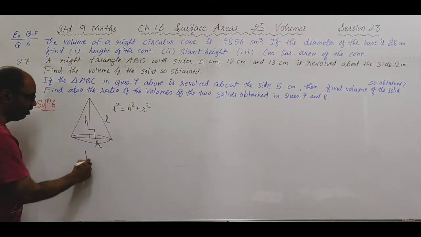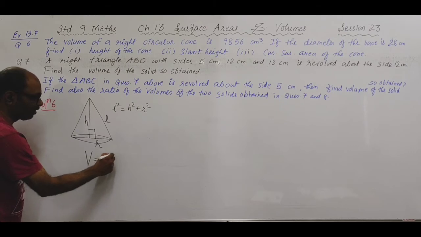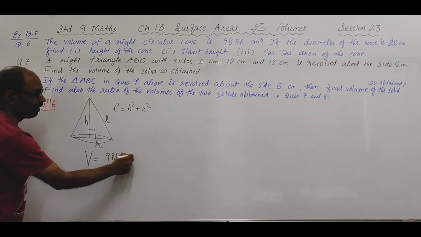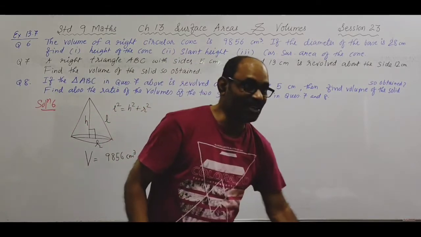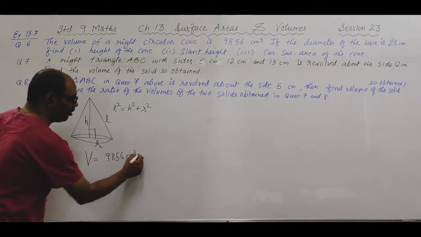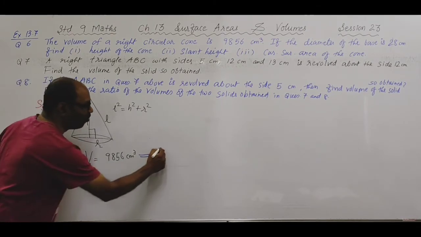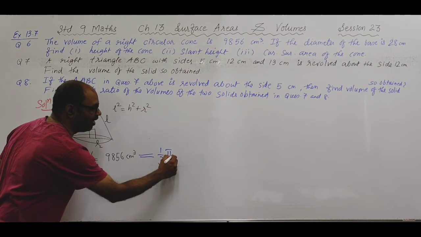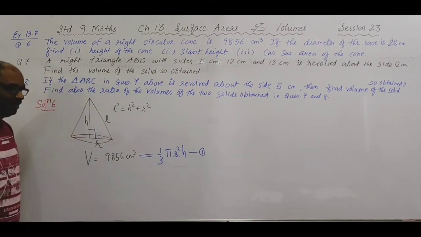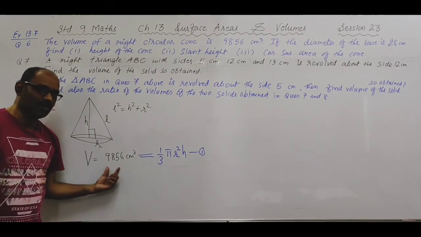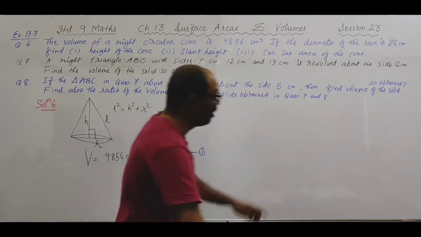What information we have? Very interesting. Volume. What is the volume of this cone? 9,856 centimeter cube. भाई formula है volume की. Do you remember? 1/3 pi r square h. I'm going to call it result number 1. So I got this 1/3 pi r square h is equal to 9856. Okay, one equation मिला. चलिए एक और information हमारे पास है.